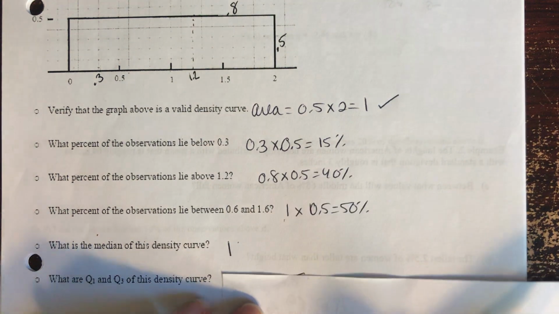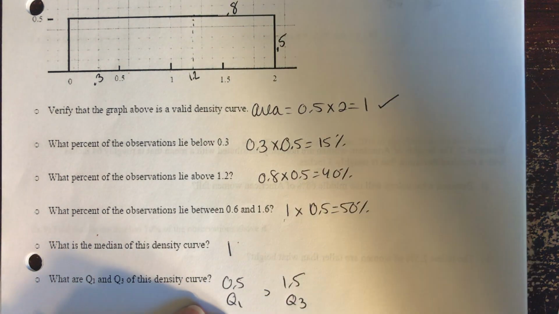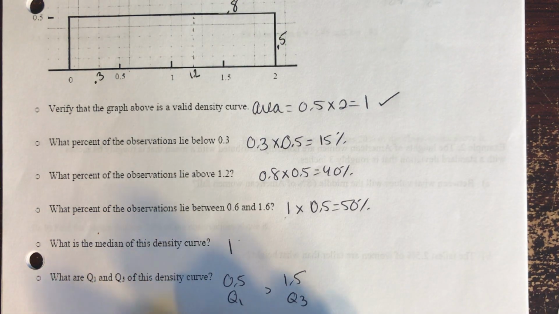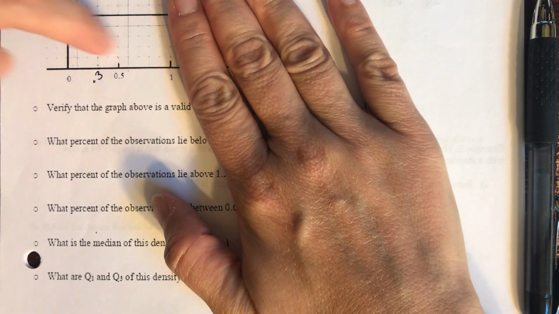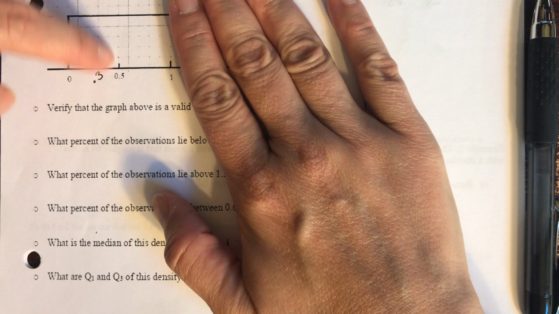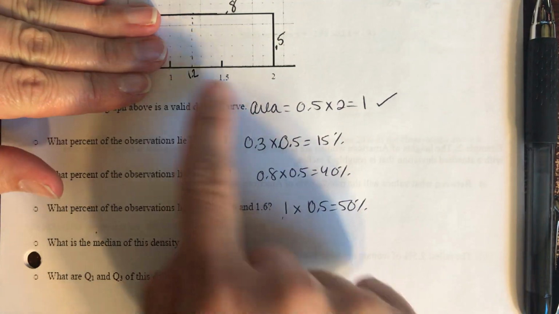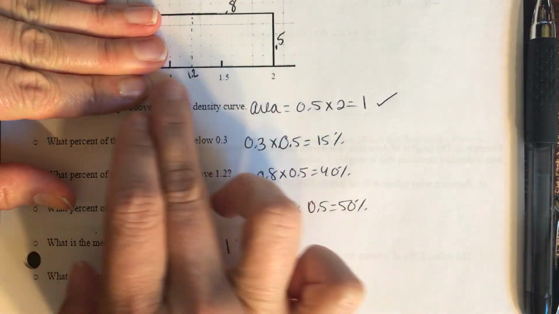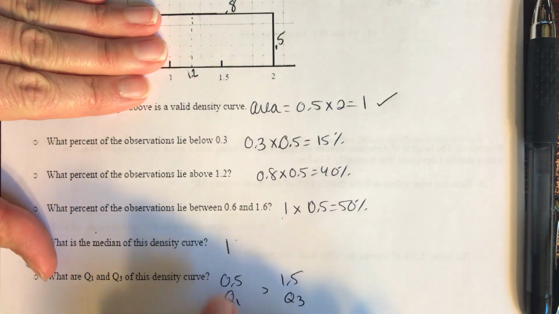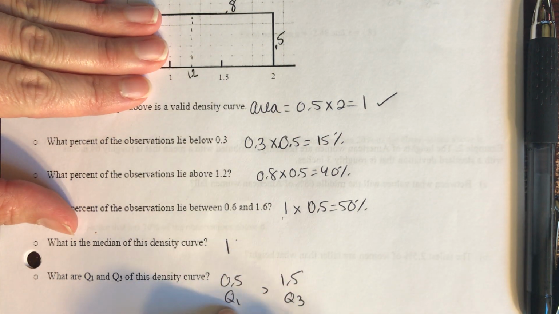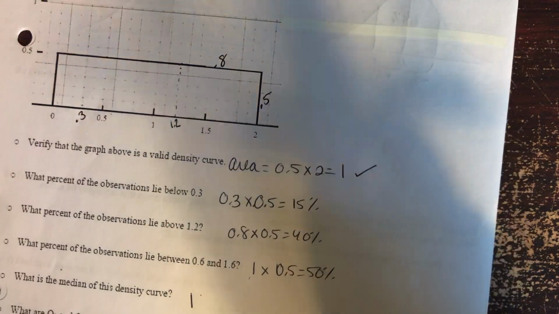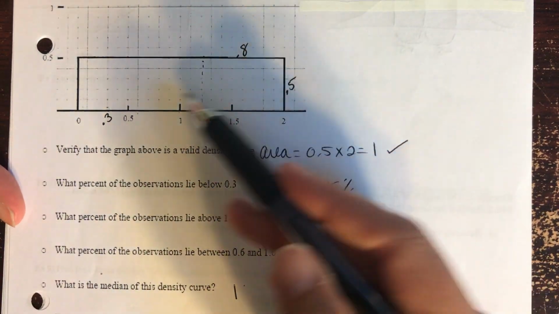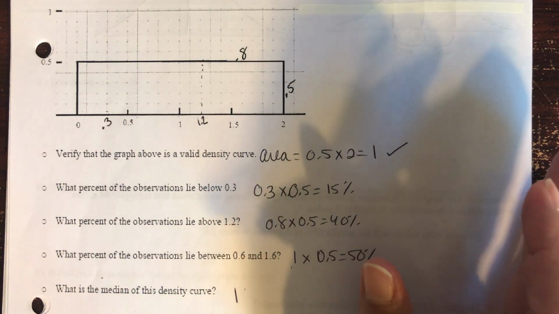And then when it's asking what are Q1 and Q3 of this density curve, well, if this is the median, then half of this is Q1, 0.5. And if this is the median, then half of this is Q3, 1.5. That's why Q1 is 0.5 and Q3 is 1.5. Now, this concept of figuring out the area works for any density curve out there.